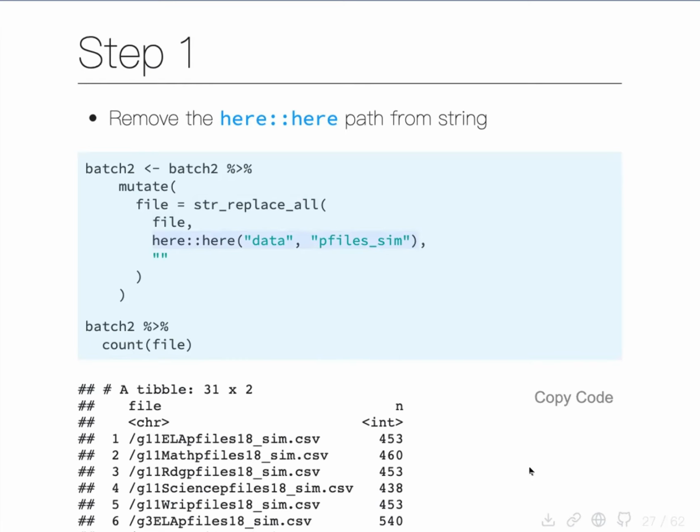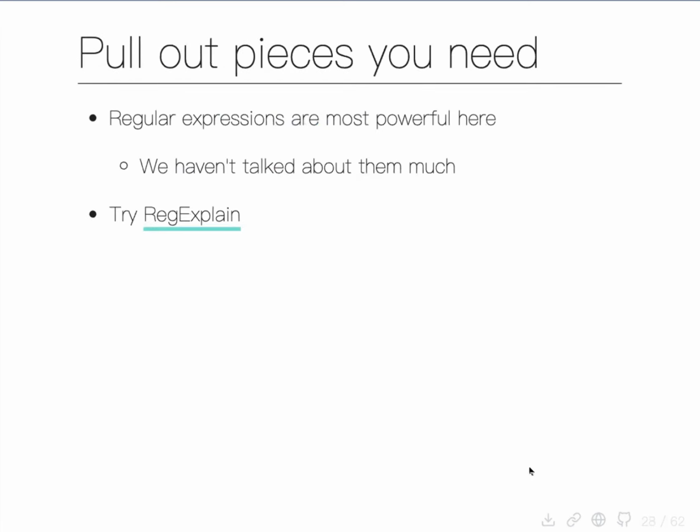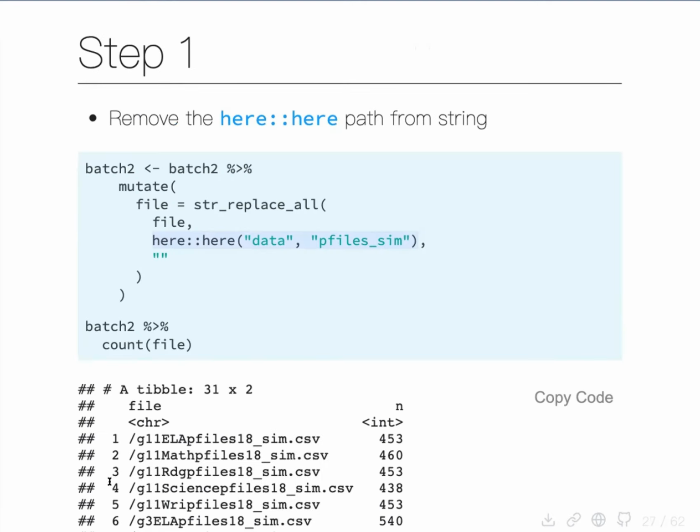Now going forward here, we're going to pull out the pieces that we need. If we look at this, and this is not included in the actual data files, we can see this is grade 11. ELA means English Language Arts. P files, great. Year 18. Cool. So we've got the grade, the content area, and the year all stored within the file name. So it's not actually in the data. It's just in the file name.